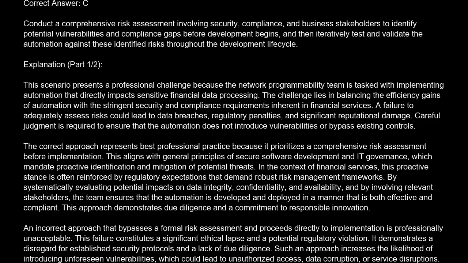An incorrect approach that bypasses a formal risk assessment and proceeds directly to implementation is professionally unacceptable. This failure constitutes a significant ethical lapse and a potential regulatory violation. It demonstrates a disregard for established security protocols and a lack of due diligence.